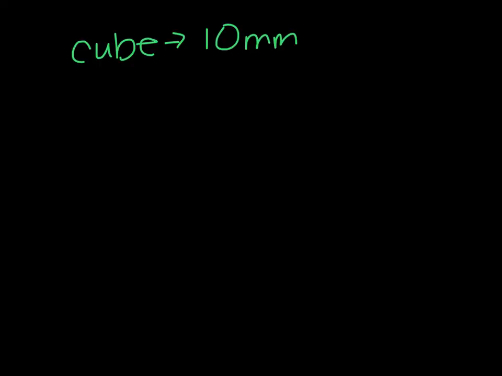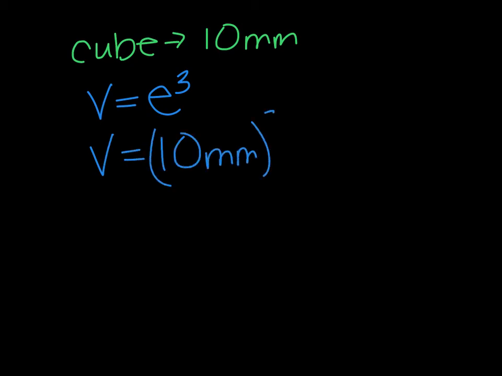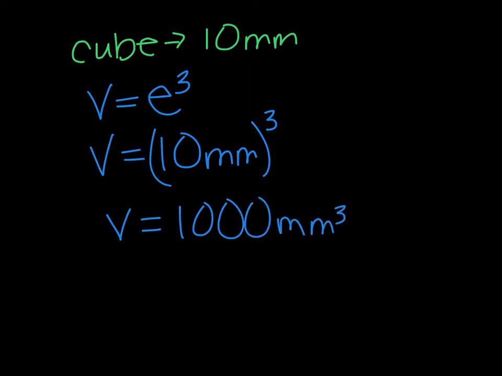I want you to try this one on your own. You're given a cube, each edge is 10 millimeters. Using your formula, figure out what the volume would be, and then come back and check your work against mine. My formula is the volume equals E cubed. So the volume equals 10 millimeters to the third power. That would equal 1,000 millimeters cubed. I hope that's what you were able to get for that as well.